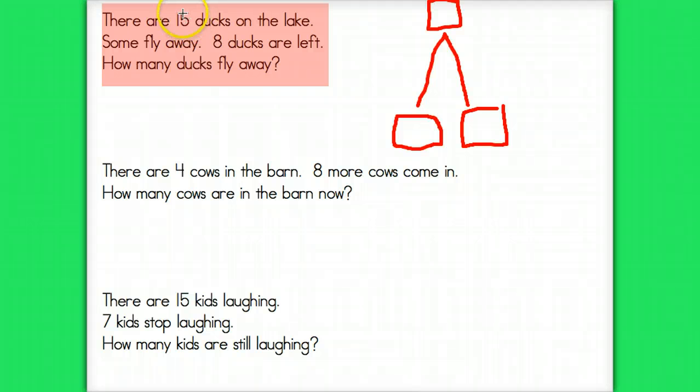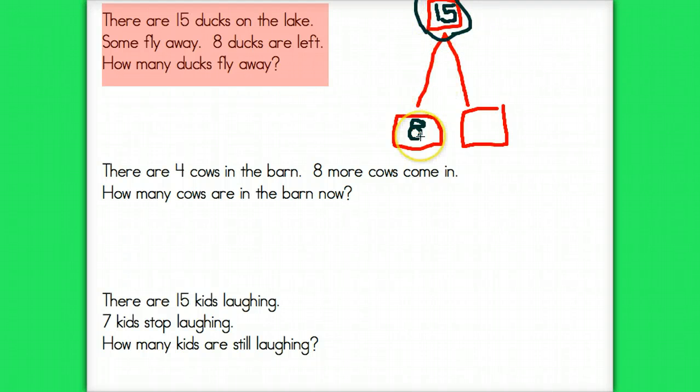I need to take the total, the biggest number, 15, and plug that into the top of the mountain because I know that's how many ducks are on the lake. I also see that 8 of those ducks are left, but some of them flew away. I don't know how many yet. I am trying to figure out how many ducks flew away. Now, I can't have any more than 15 ducks. That's my total, so this number cannot be bigger than 15, because these are the parts that make this whole right up here.